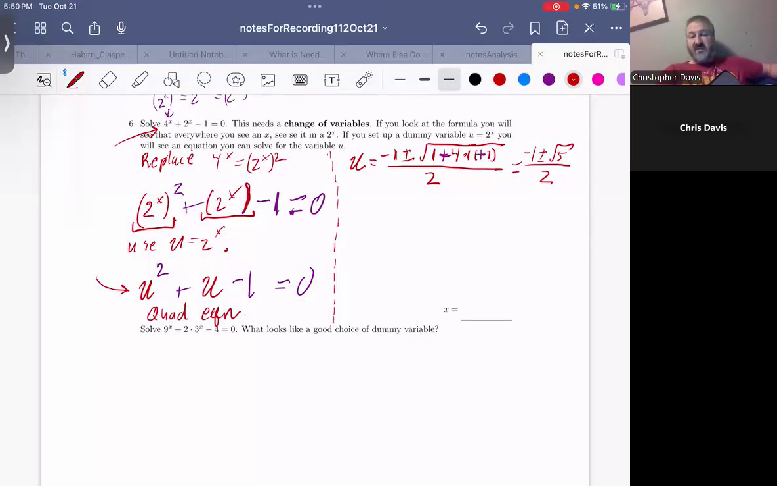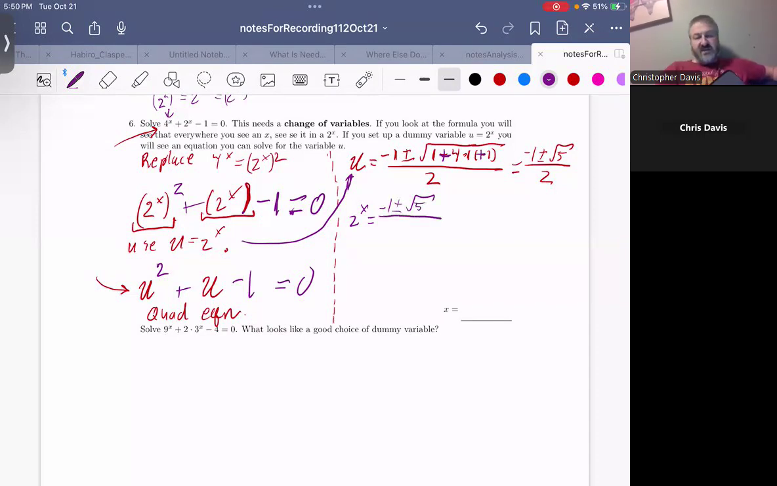So you might say, great, I'm done. I've solved. But I haven't really solved because that's u. I don't care about u. I want to know what x is. But u is 2 to the x. So let's plug in 2 to the x for that u. So I get 2 to the x equals negative 1 plus or minus the square root of 5, all over 2.